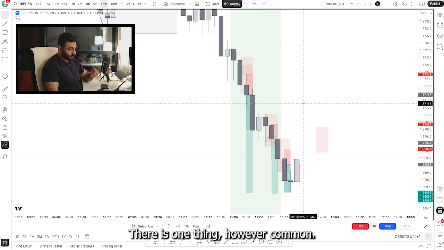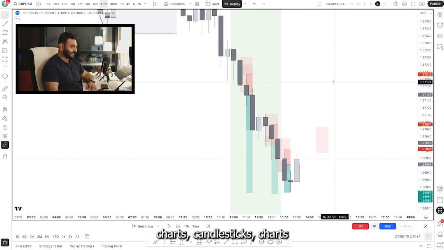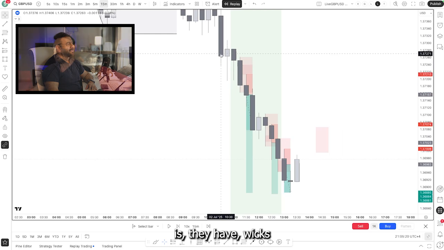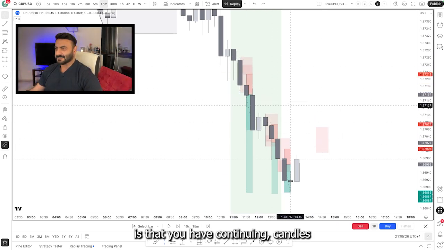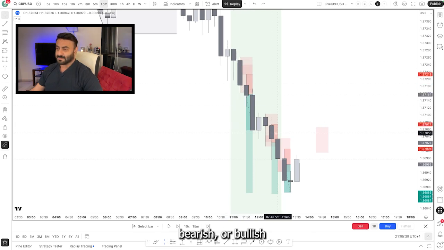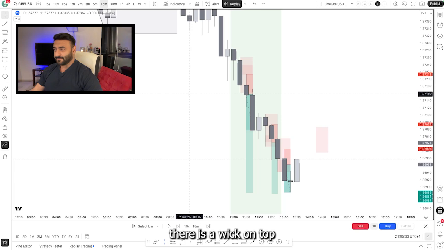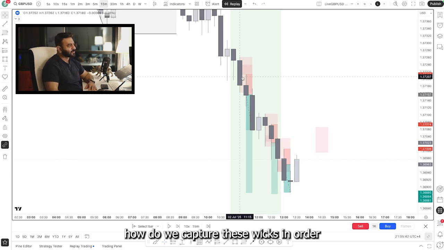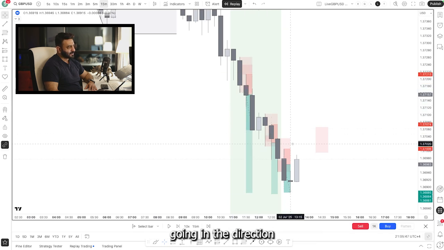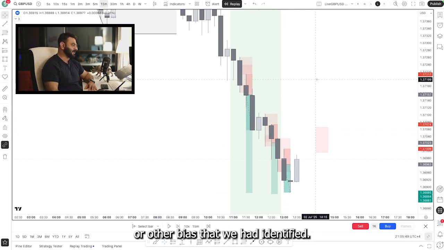There is one thing, however, common across all candlestick charts, is they have wicks and they have bodies, right? And the way the trend forms is that you have continuing candles in the same direction going either bearish or bullish. And majority of the time there is a wick on top if they're going bearish, and there is a wick at the bottom if they're going bullish, right? Our job is to identify how do we capture these wicks in order to catch the trend going in the direction or the bias that we had identified.